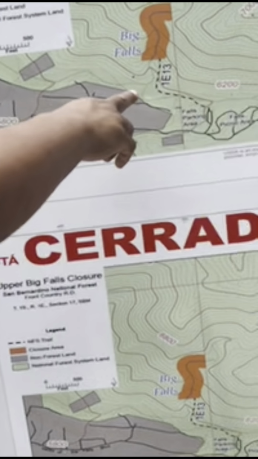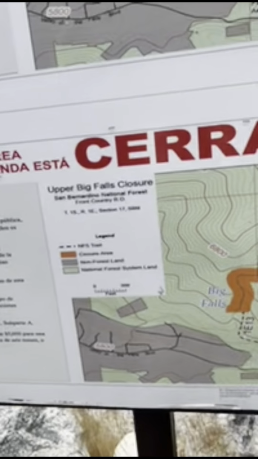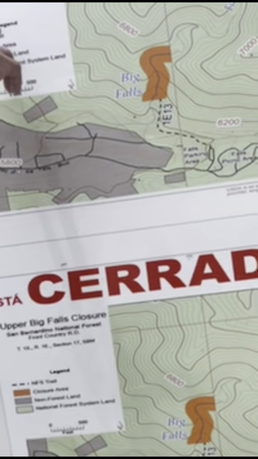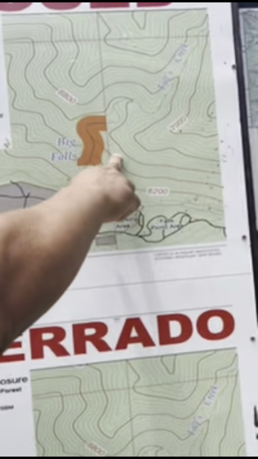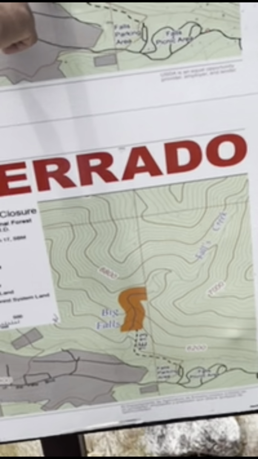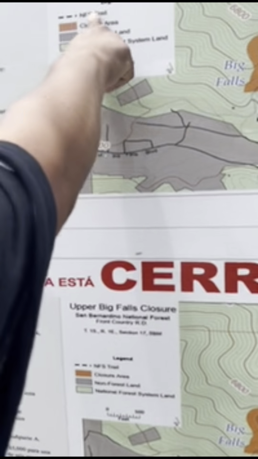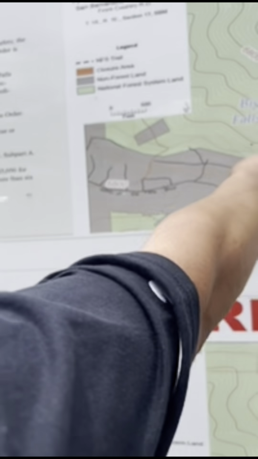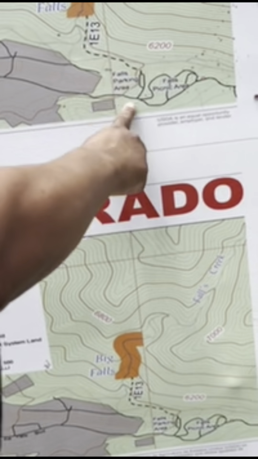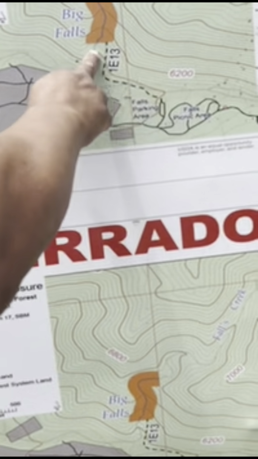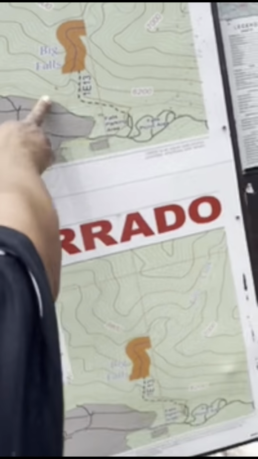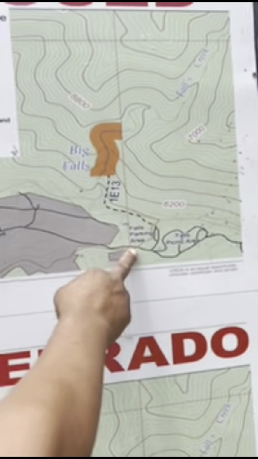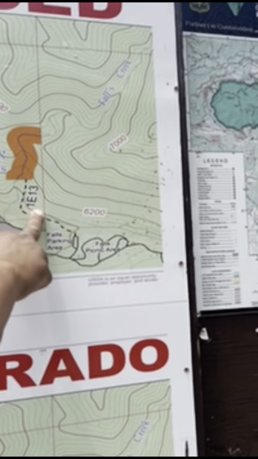Big Falls right here. Why is it getting closed? That's the trail. Oh, this is the closure area. Where are we? No, this is the Falls trail. Falls parking. Oh, here's where we are. Yeah, so we went this way, but we didn't make it all the way to Big Falls. I think by Falls Creek, that's where the waterfall would have been.